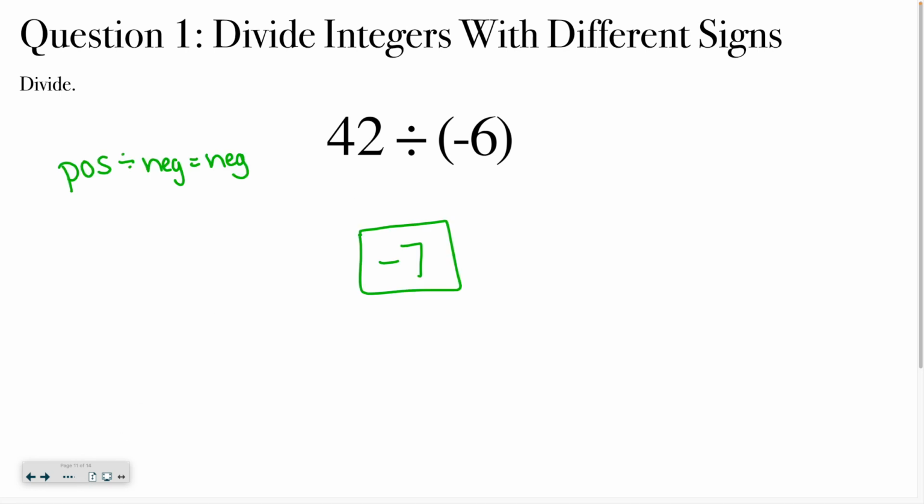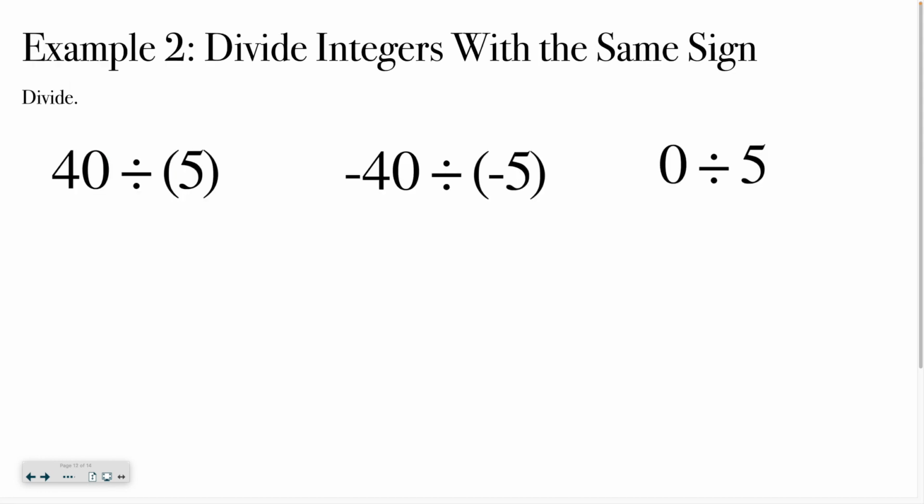Okay, for this problem, hopefully you figured out that it's going to be a negative 7. Positive divided by negative is negative, and 42 divided by 6 is 7. So we end up at a negative 7. If you have questions about that, please be sure to reach out for some help. I am happy to help you. Let's move on to our next slide.